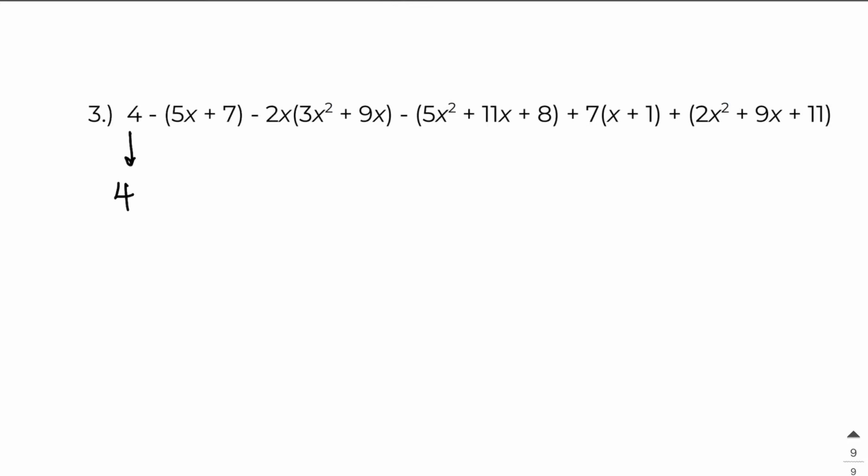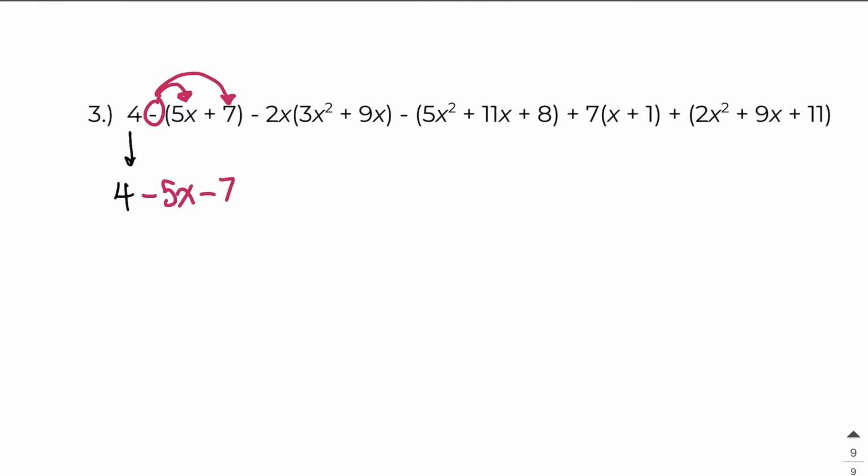So I just bring this 4 down and it just stays as a 4. The next thing I'm going to do is I'm going to see this minus sign here and there's brackets that follow it, which means I need to distribute that minus through to each one of these terms. So when I distribute the minus through to the positive 5x, I get a negative 5x. And when I distribute it through to a positive 7, I get a negative 7. And I'm done distributing the negative because this set of brackets is done.